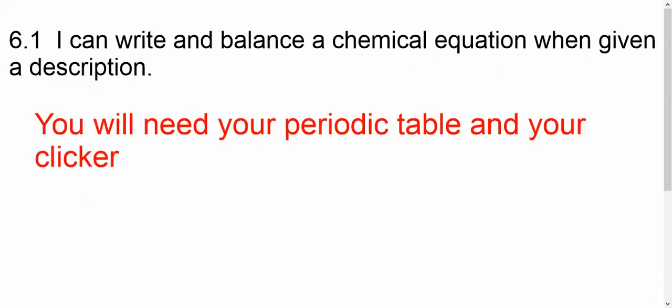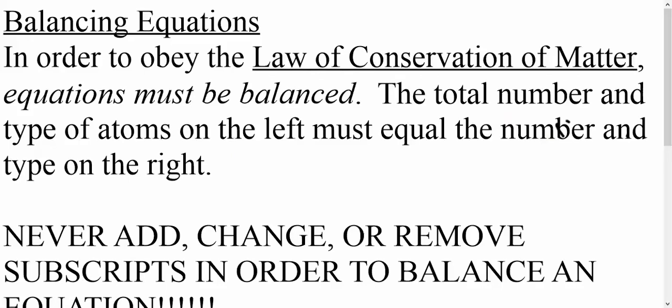I can write and balance a chemical equation. In order to obey the law of conservation of matter, equations must be balanced. The total number and type of atoms on the left must equal the number and type on the right, because atoms are not created nor destroyed in a chemical reaction. That means all of the atoms that you started with are still present at the end. What happens in a chemical reaction is that bonds are broken, atoms are rearranged, and new bonds form. You do not lose any atoms and you do not create any atoms, so you kind of have to keep track of all of them.